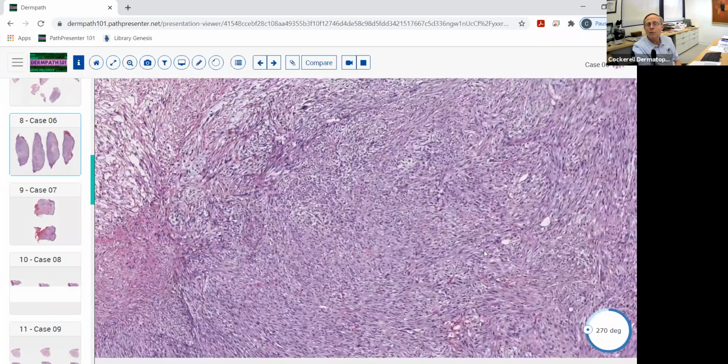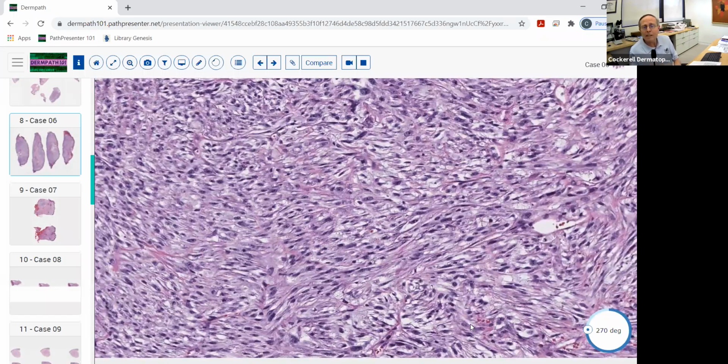We would do a cytokeratin, a stain for melanocytic differentiation such as SOX10, and maybe one additional one like an S100 protein, although this lesion will have some S100 protein positivity in it. So that's not as good of a stain. SOX10 is a better stain.